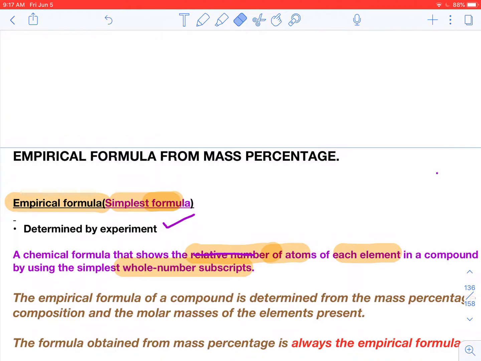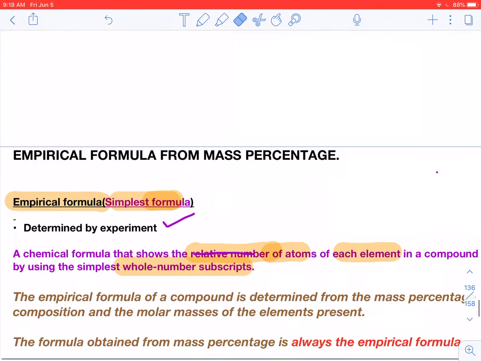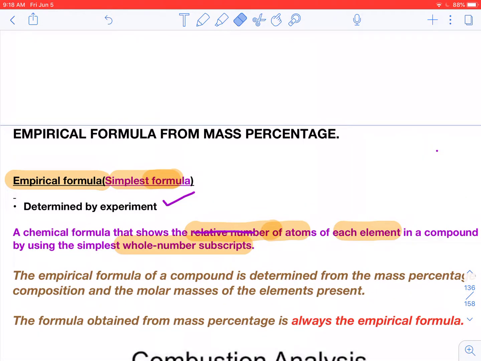So an empirical formula is unlike a molecular formula. Molecular formula is one where you got the actual number of atoms of respective elements within a particular molecule. But the empirical formula is we need to have the simplest whole number ratio. Okay.